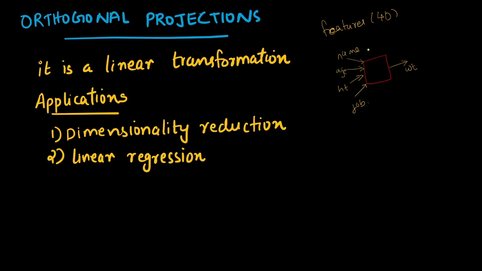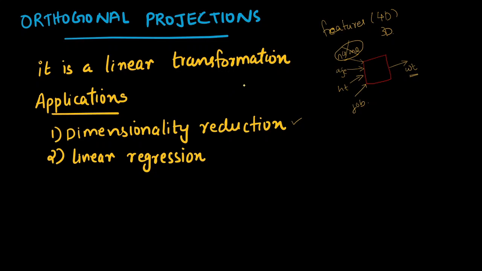When we consider these parameters, the name is totally insignificant for predicting the weight of the person. Name has no role in predicting the weight. So we can cut down or reduce this parameter, and reduce from 4D to 3D. That is an example of dimensionality reduction.